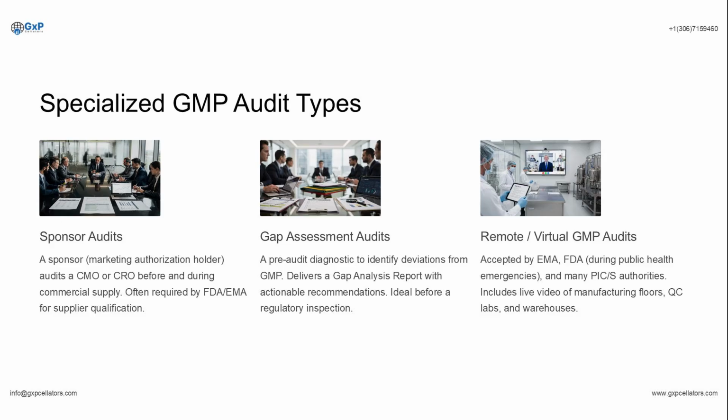Discover the various specialized GMP audit types that cater to different needs. Sponsor audits are essential for supplier qualification, while gap assessment audits help identify deviations before regulatory inspections. Remote or virtual GMP audits are accepted by major regulatory bodies and cover a wide range of manufacturing facilities.